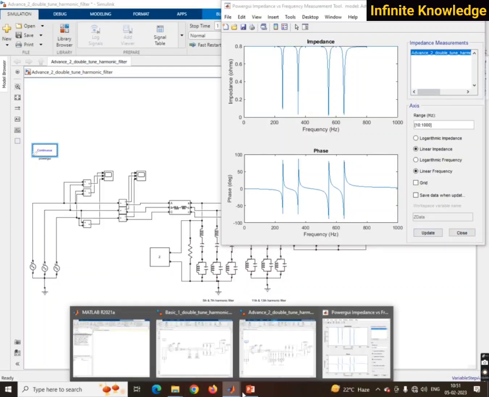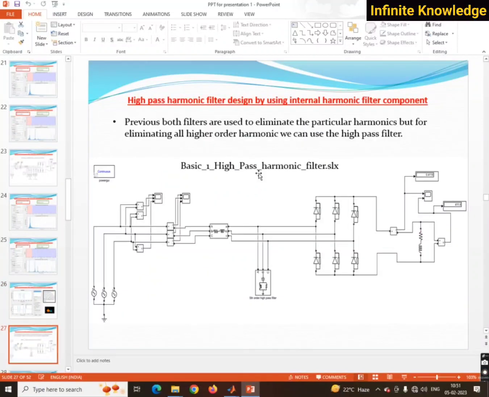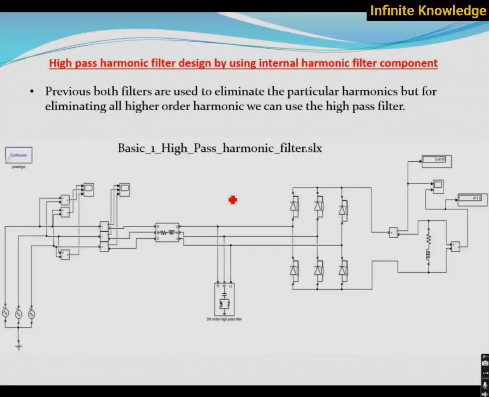Okay, so the same I have explained in this slide. I think you understood this double tune filter also. Now we are going with the high pass filter. So now this one is our high pass filter, in which mostly higher order harmonics can be removed by this high pass filter. It's an internal component.